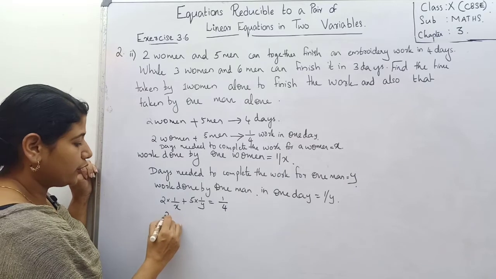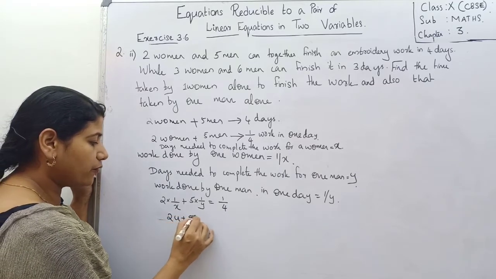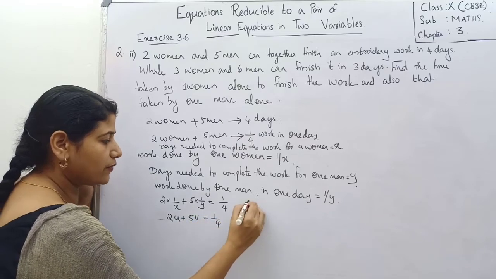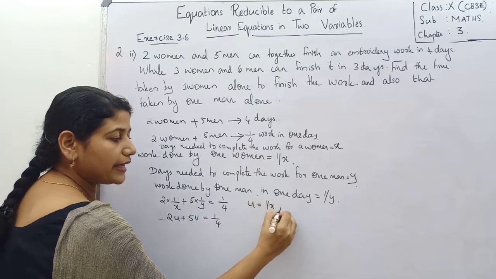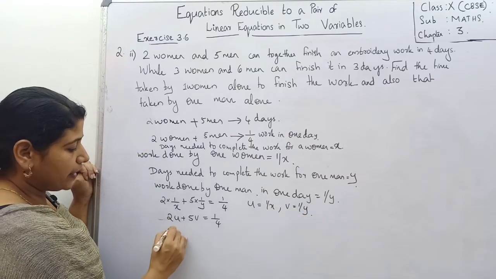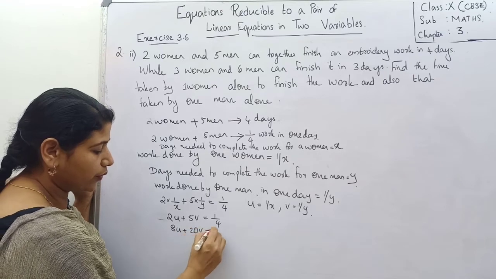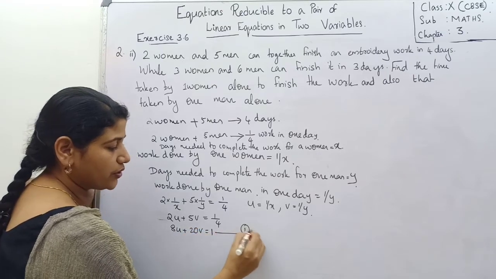So we can write 2u plus 5v equal to 1 by 4, since we substituted u as 1 by x and v as 1 by y. Okay. Now we can cross multiply 4 into 2, 8u plus 4 into 5, 20v equal to 1. This is the first equation.